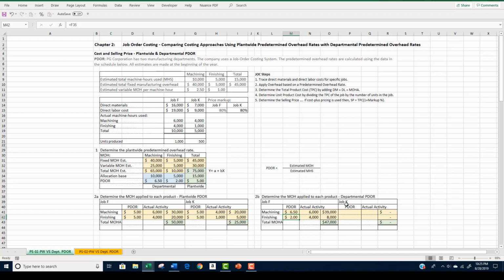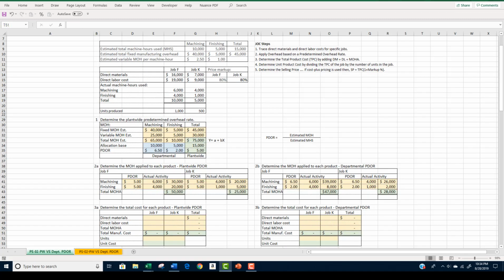For job K, we multiply 4,000 machine hours in machining by $6.50 to get $26,000. For finishing, we multiply 1,000 machine hours by $2 to get $2,000. So the total MOH to be applied for job K is $28,000.